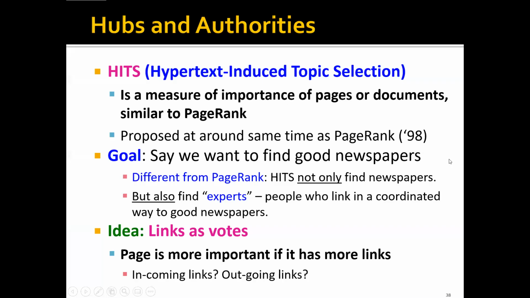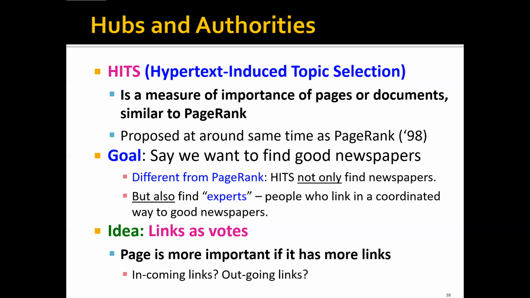Next, let's talk about another algorithm to compute the importance of nodes in a graph, which is called hubs and authorities, or HITS. Here HITS stands for hypertext-induced topic selection. It's a measure of the importance of pages and documents similar to PageRank, and it was actually proposed at around the same time as PageRank, which is 1998.